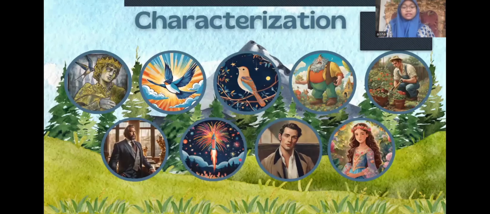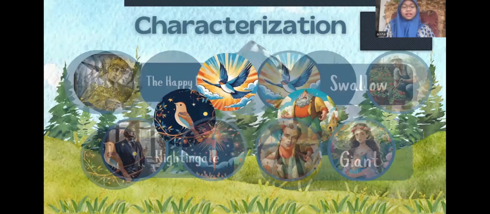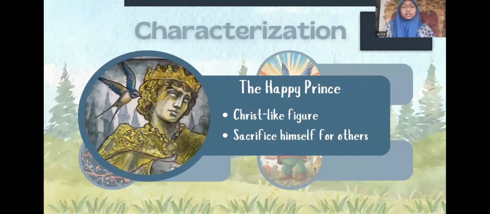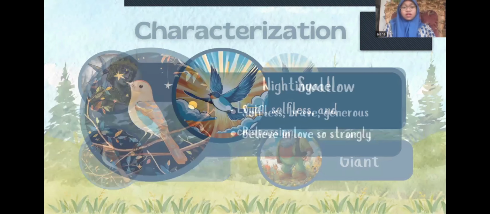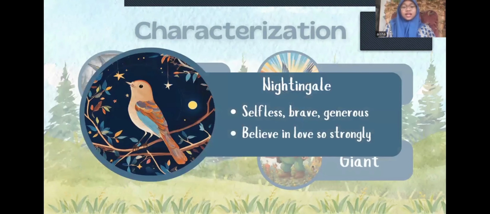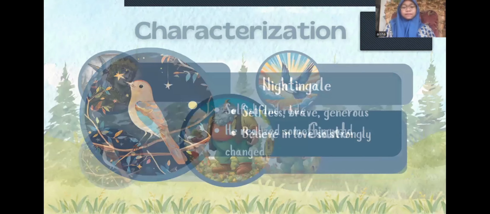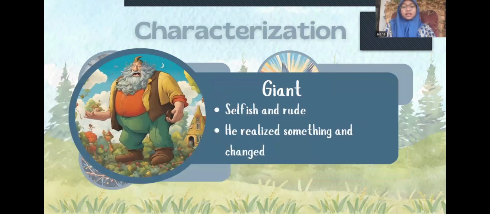Next, move on to the characterization. First, we're going to talk about the Happy Prince. The Happy Prince is a Christ-like figure and willing to sacrifice himself for others. Next, we have the Swallow. The Swallow was loyal, selfless, and compassionate. Third, we have the Nightingale. It is selfless, brave, generous, and it believes in love so strongly. We also have the Giant. He is selfish and rude, and he realized something and changed to be a better person.